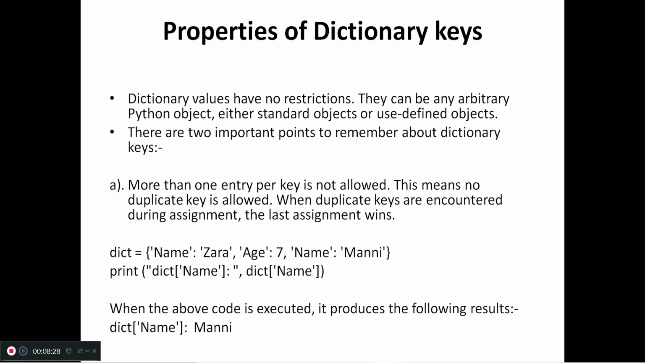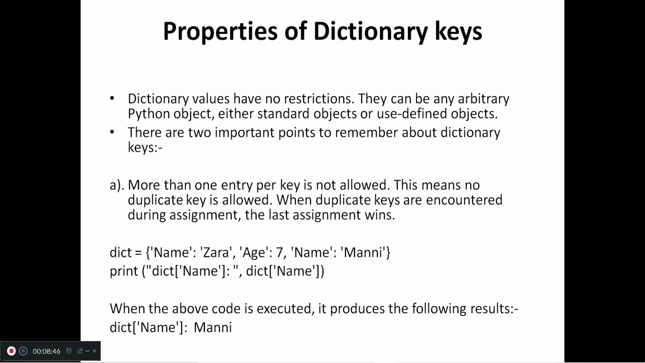You can see on the screen, like dict name is equal to Zara, age 7, name money. Print dict name. When this code is executed, it produces the following result: dict name is equal to money. The last one will be executed. It will override the first one.